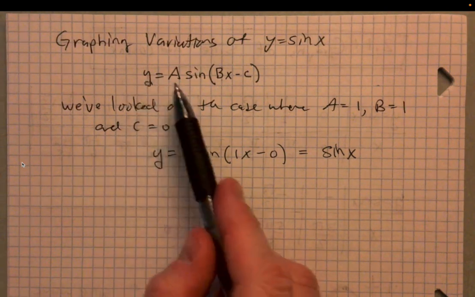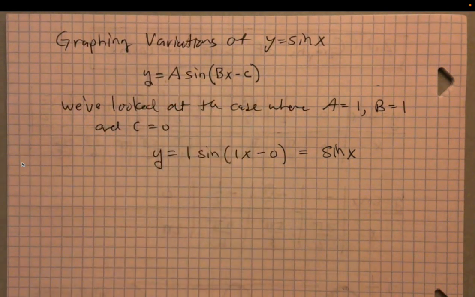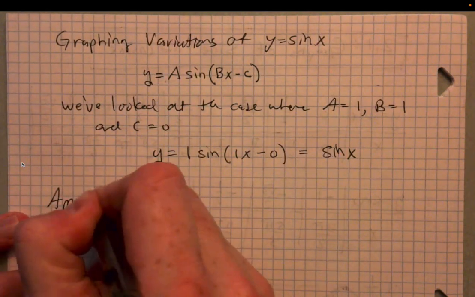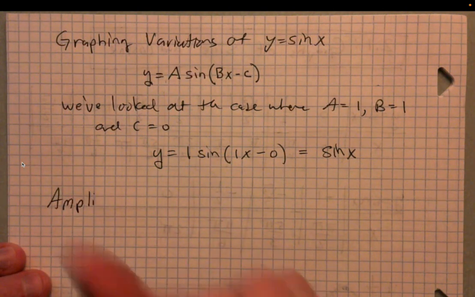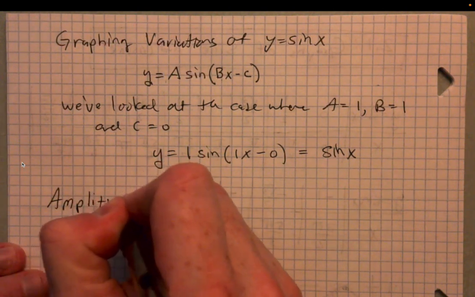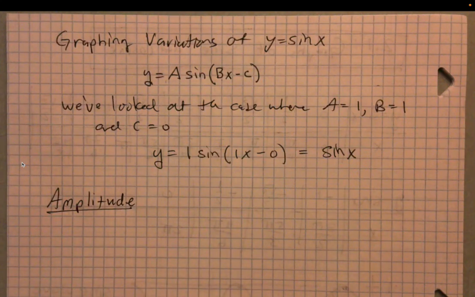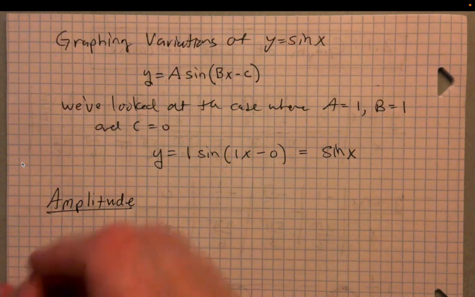Well, each of these numbers, a, b, and c, are going to provoke a certain kind of change to the stock sine function, right? And so the first one we want to study is what's called the amplitude. So we're going to go through each of these properties in turn. The first one we're going to start with is what's called the amplitude. Okay, so the graph of y equals sine of x oscillates between 1 and -1.